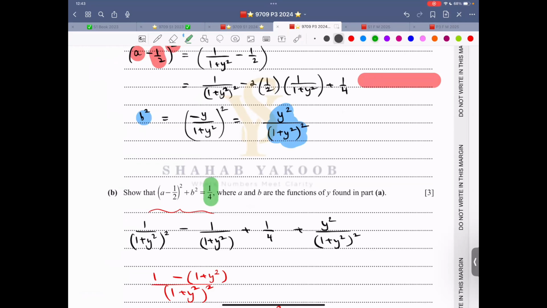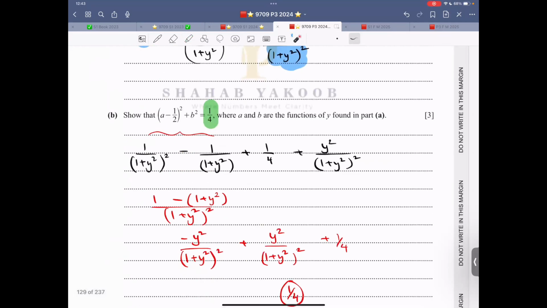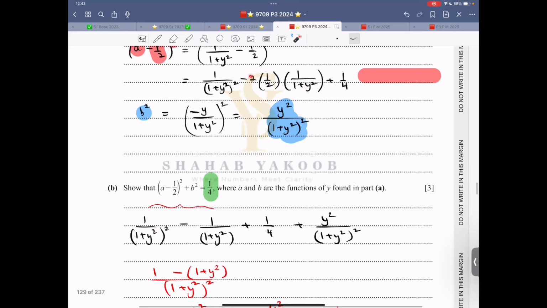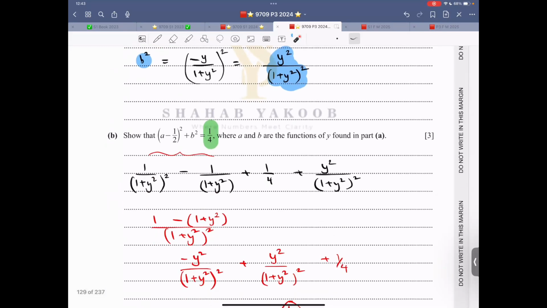So if it's equal to 1/4, let me write over here a little bit of LCM. 1 over (1 plus y square) squared, minus this thing. That is 2 into half into this thing with a negative sign. That's over here. And this is 1/4. So let me again color code it over here. This is the A square term, (A minus half) whole square. This is the second one. This is the third one. Take care of the plus minus. And then the blue term, the B square, is this thing.